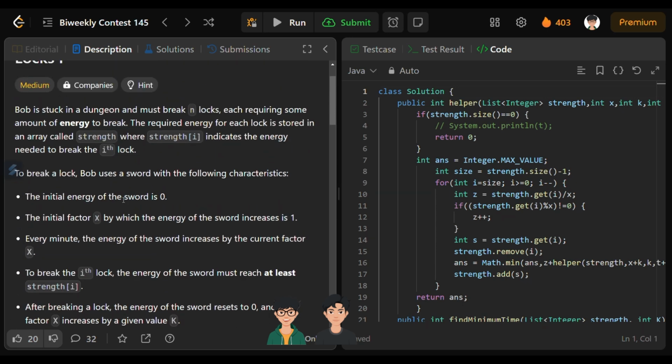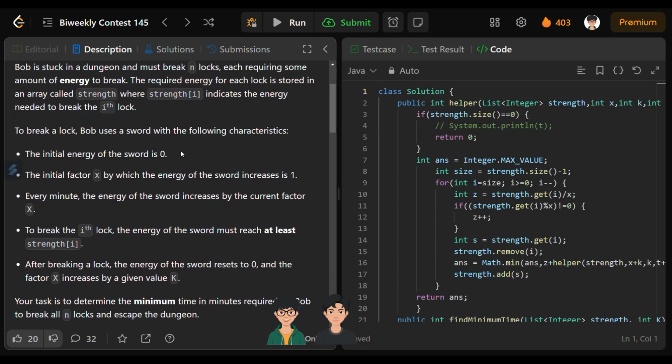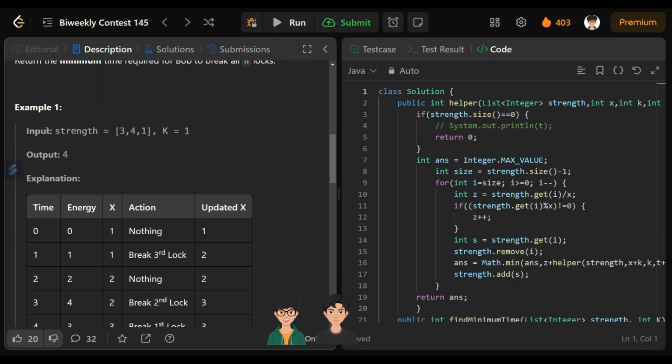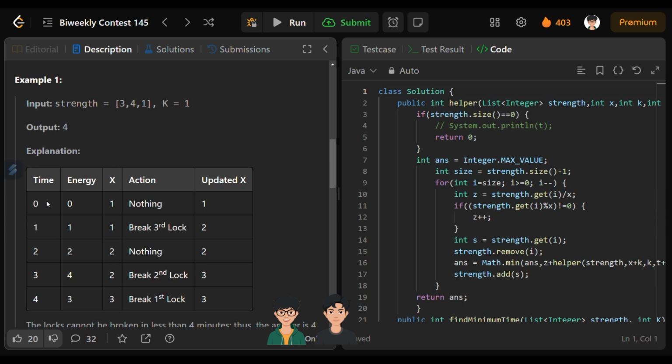So in the question, you are given an array and the array length is n. So we have to break all the locks, okay? And to break the ith lock, you want at least strength of i energy. At the initial, you have zero energy. And what is the crux of this question is that every minute your energy increases by x, not k. And that x also increases if you break a lock, then your x increases by k. So in this question, energy is increasing every minute and x is increasing every time you break a lock.